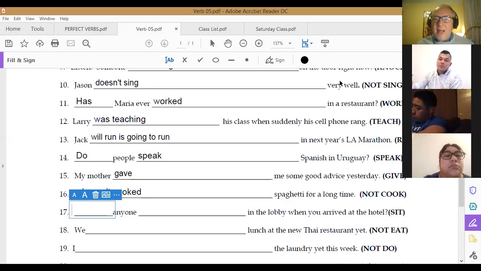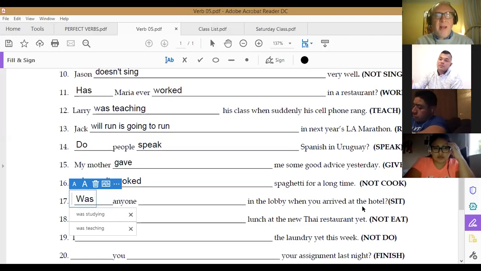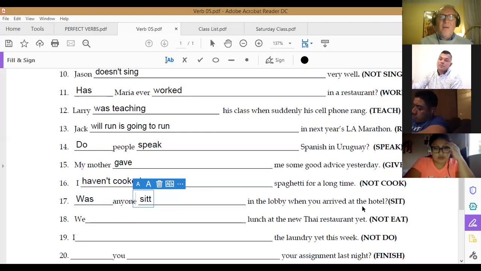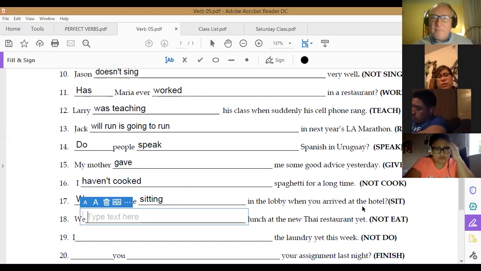Now the next one, again, let's read very carefully. It says, when you arrived at the hotel, at that moment. What can we say? Was anyone sitting in the hotel lobby when you arrived at the hotel? Was anyone sitting? Okay, good.